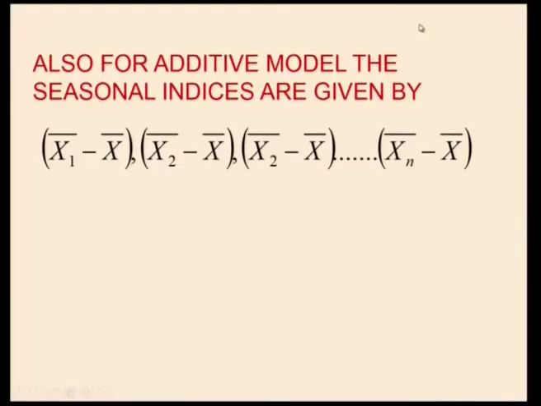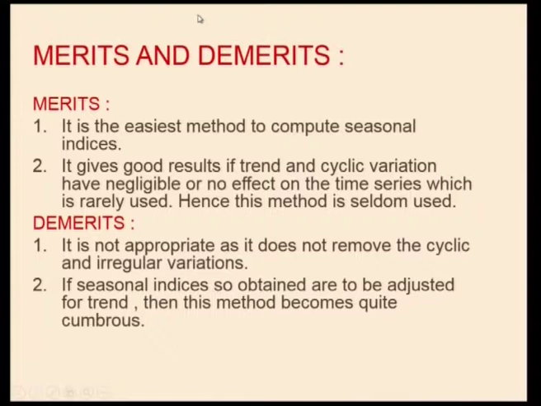Also for the additive model, the seasonal indices are given by x1 bar minus x bar, x2 bar minus x bar, etc., xn bar minus x bar. This is for the additive model.